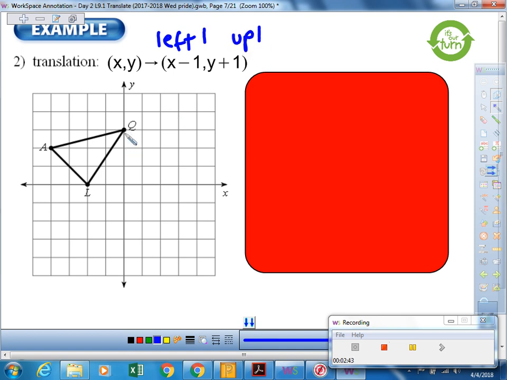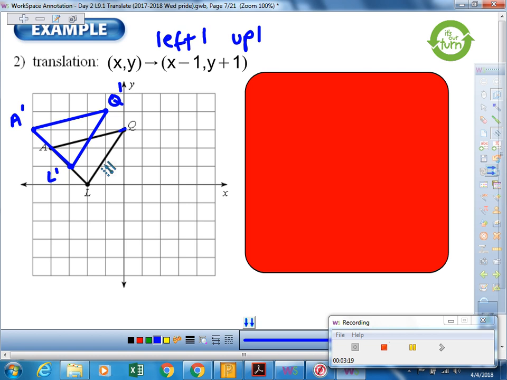Up 1. So I'm going to take each point, and I'm just going to go left 1 unit, up 1 unit, plot a point, and label it Q prime. Take the next one, go left 1 unit, up 1 unit, A prime. And then the last one, left 1, up 1, L prime. And then, are these straight edges on this shape? Then you need to make straight edges on your shape. Does it look like the original shape? Yes.